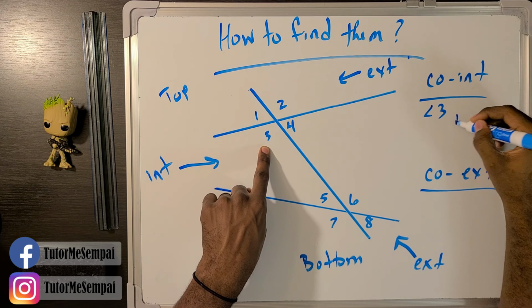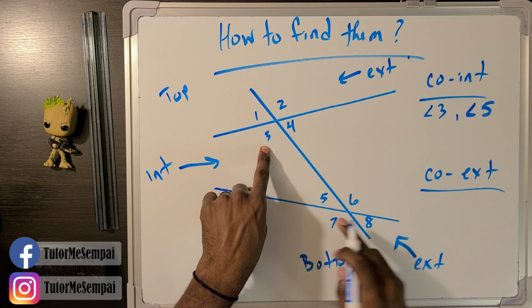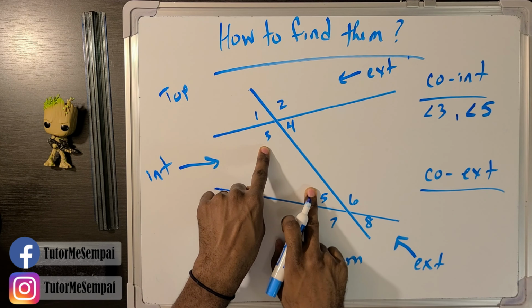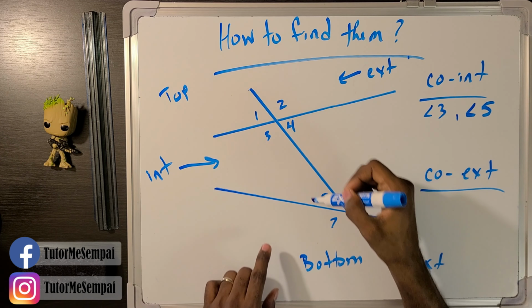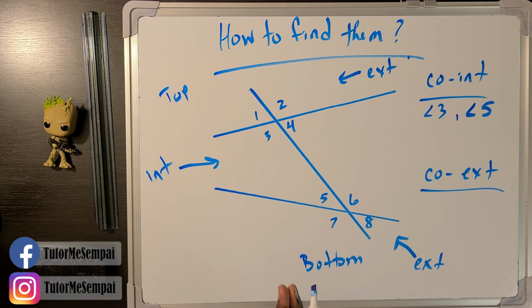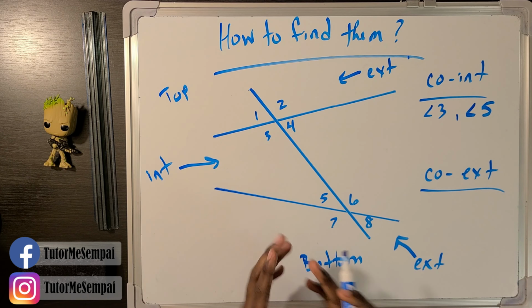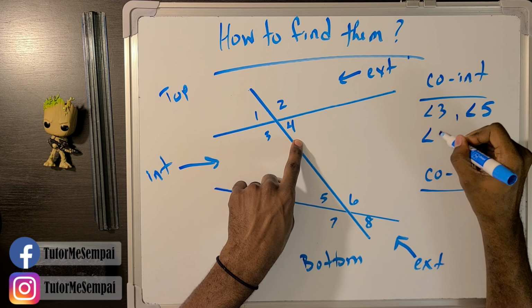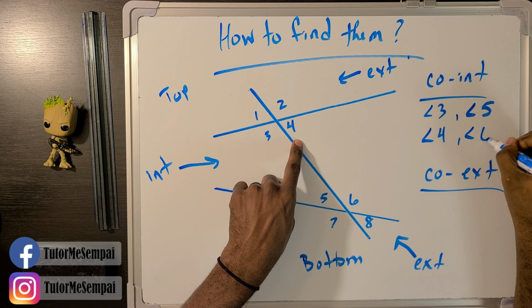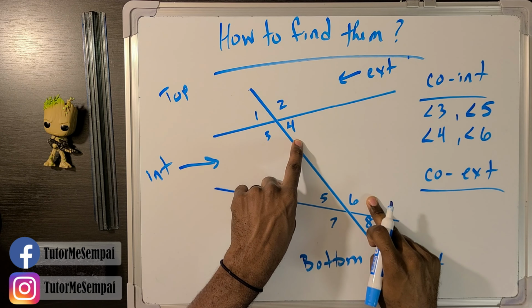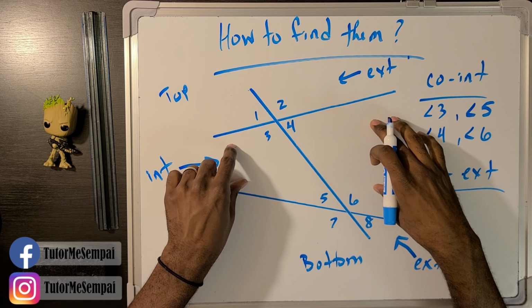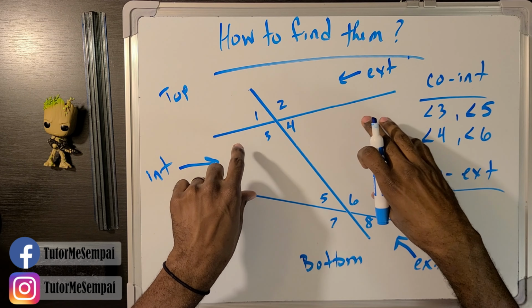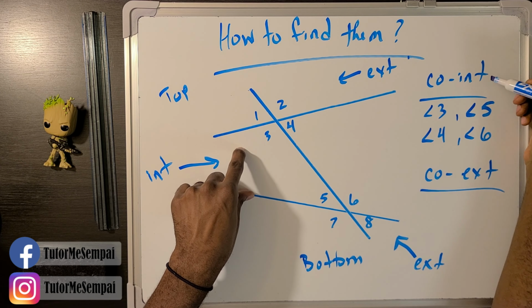So this is going to be our angle pair, angle 3 and angle 5, because they're back to back on this side of the transversal. That is going to be our co-interior pair. Now we also have one over here, 4 and 6, co-interior pair. You have to be on the same side of the transversal and also within your given section, your co-interior, interior.